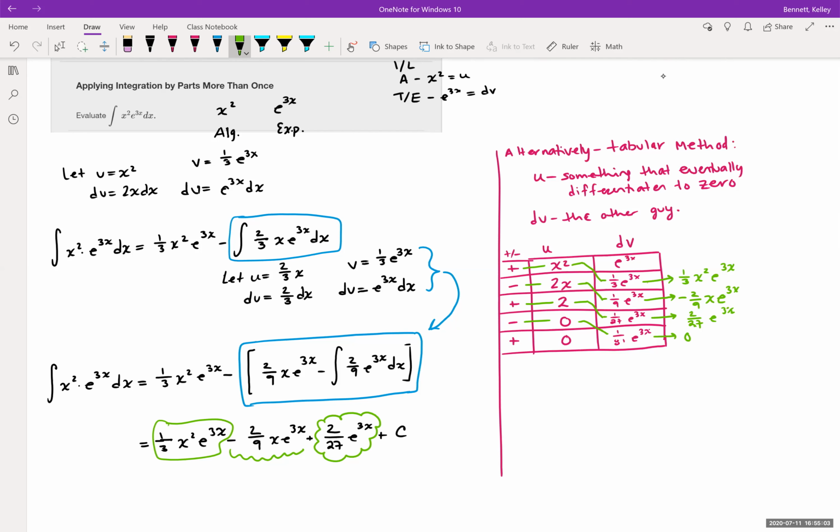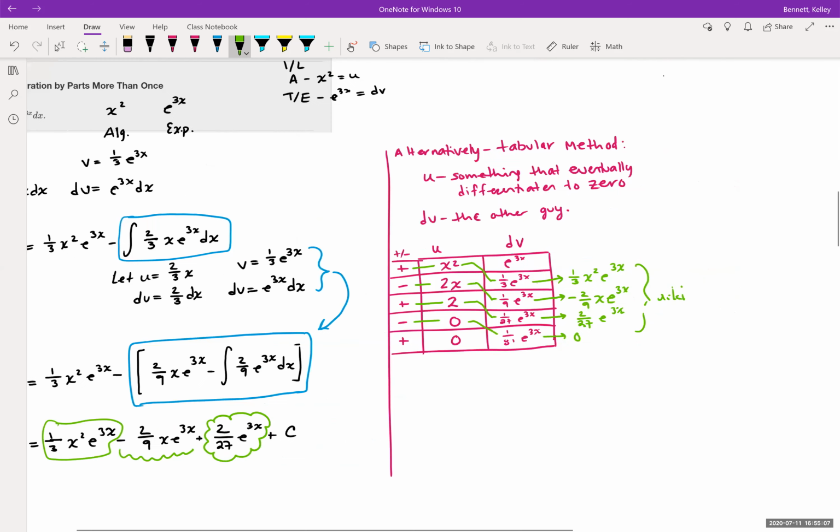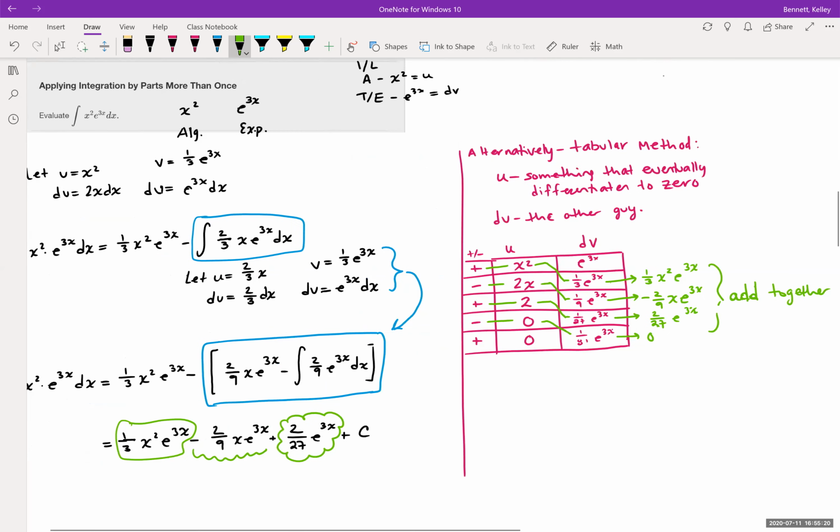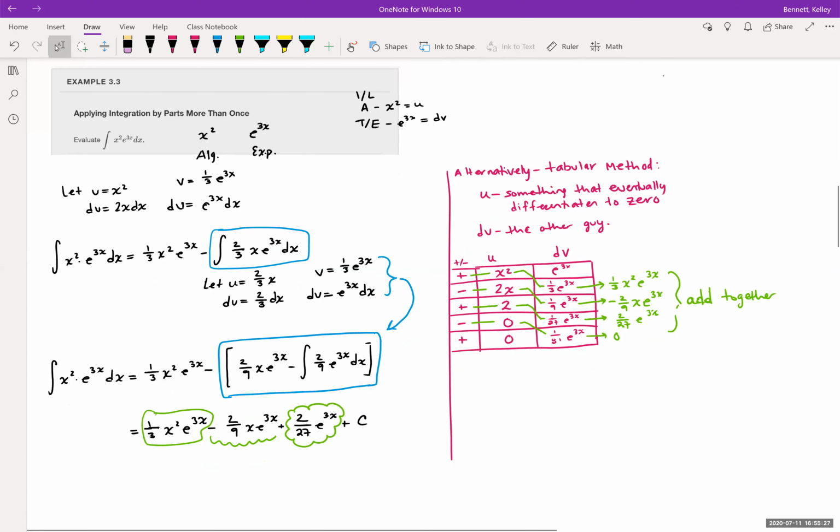So basically you just add all these up. And then that's your answer, right? So you just add up all these terms, slap on an integration constant, et voila. So that's the tabular method. You're welcome to use it. If you never use it, that's also fine. If you plan on taking your actuarial exam, definitely know the tabular method.